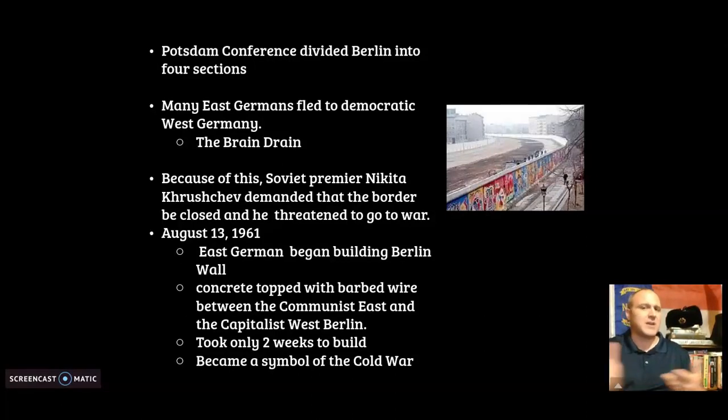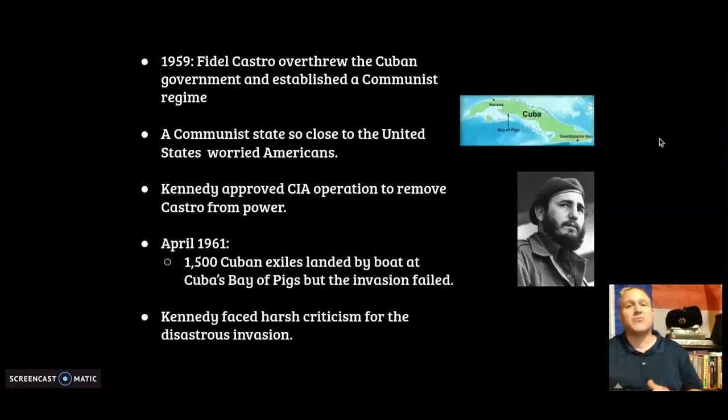Remember we said that communism spread across Eastern Europe. One other place that it spreads to is Cuba. And this screen talks about the Bay of Pigs invasion. In 1959, Fidel Castro overthrows the Cuban government and puts in a communist government in Cuba. Well, Cuba's only 90 miles off of the United States. So people are like, oh my gosh, we have communism so close to America. Now that's got to be bad. Domino theory, click, click, click, click, click.